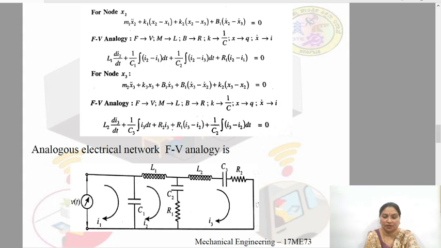Now we will try to write the analogous electrical network by using the force-voltage analogy. As I said, we are going to replace the force by voltage, mass by inductance, damper by resistance R and the spring by capacitance C. Therefore the resulting force-voltage electrical network will be as shown in the figure below.